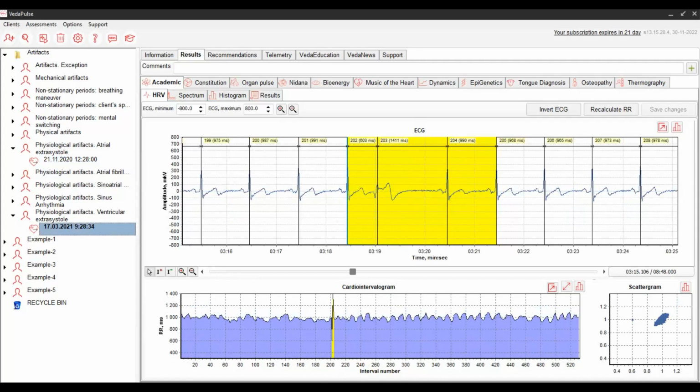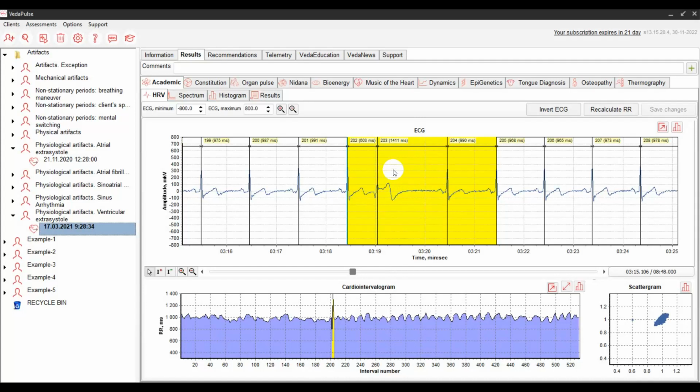Criteria for ventricular extrasystole on the ECG: premature occurrence, just like atrial, a premature short RR interval appears against the background of normal cardiac cycles. The QRS complex is deformed, that is, the shape is very different from the previous ones. After extrasystole, a full compensatory pause is recorded, equal to 2 RR intervals.